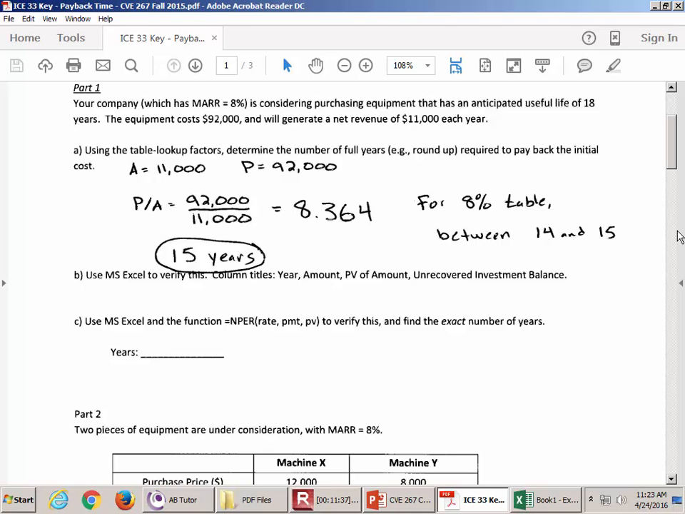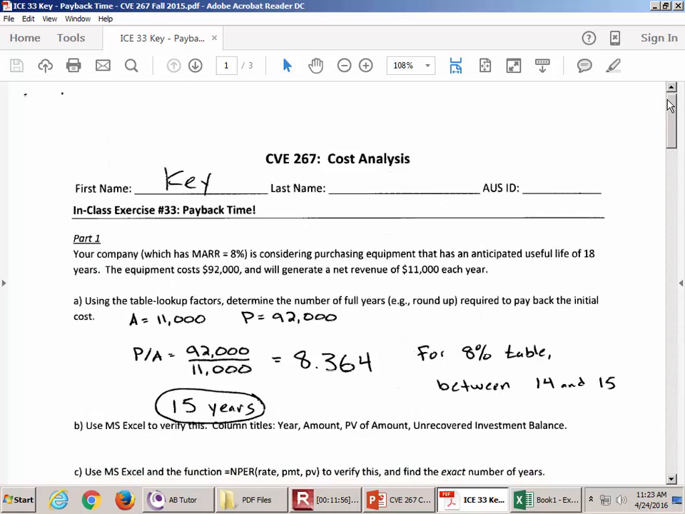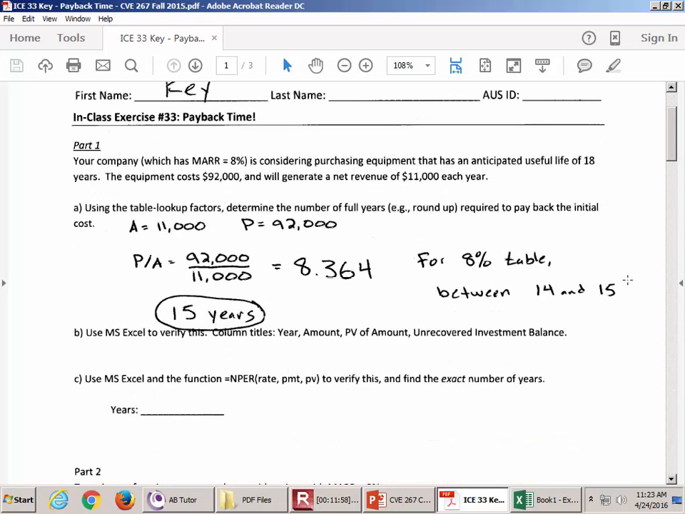Did everyone get the hand calculations part where you have the ratio P divided by A? And then you won't find exactly this number. If we go to the table, you won't find exactly 8.36. Oh, I didn't copy the table. All right. It's between 14 and 15, and you choose 15. Because the payments come once per year, so after 14 years it's not paid off yet, but after 15 it is.